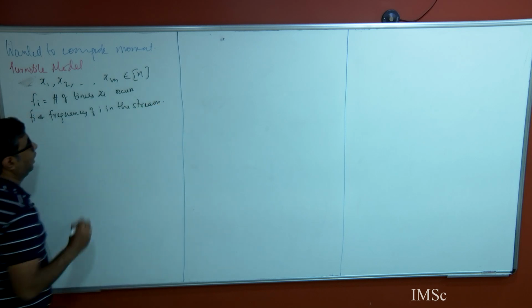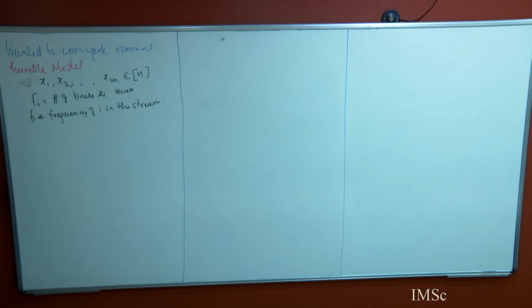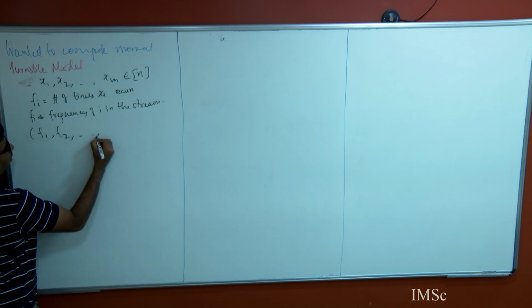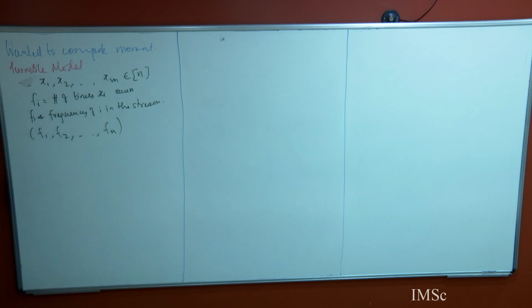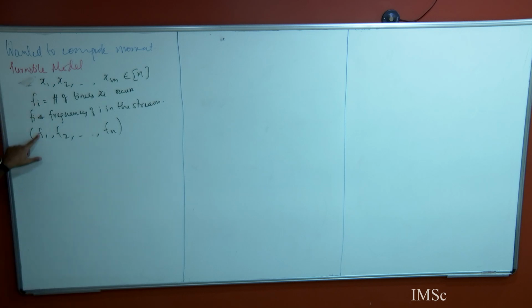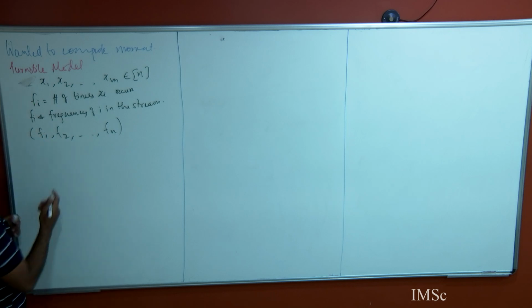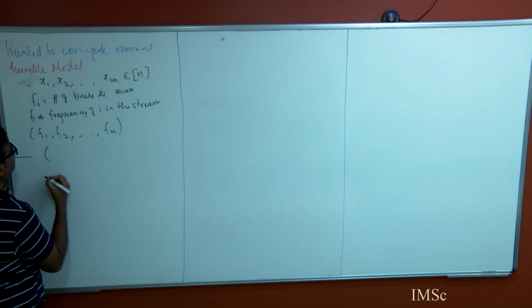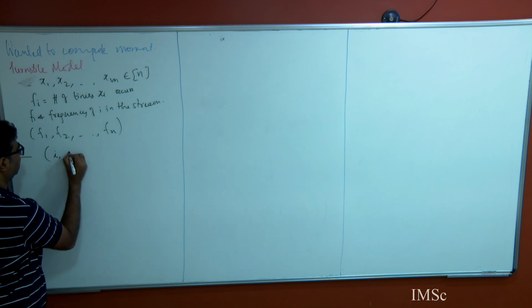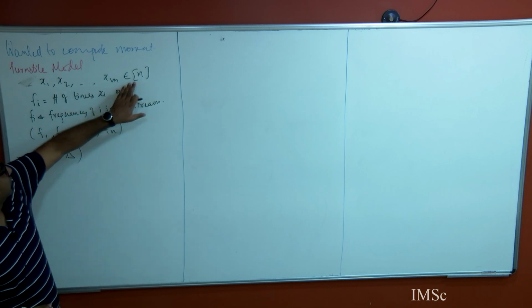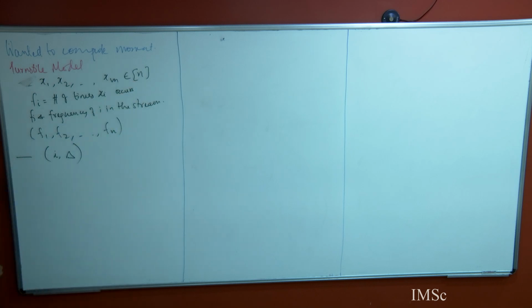And as I told you before, what is our goal? Suppose at the end of the stream you will have some vector f1 to fn, which tells you how many times x1 occurs, how many times x2 has occurred, and so on. And I told you that every update is of the form (i, delta).